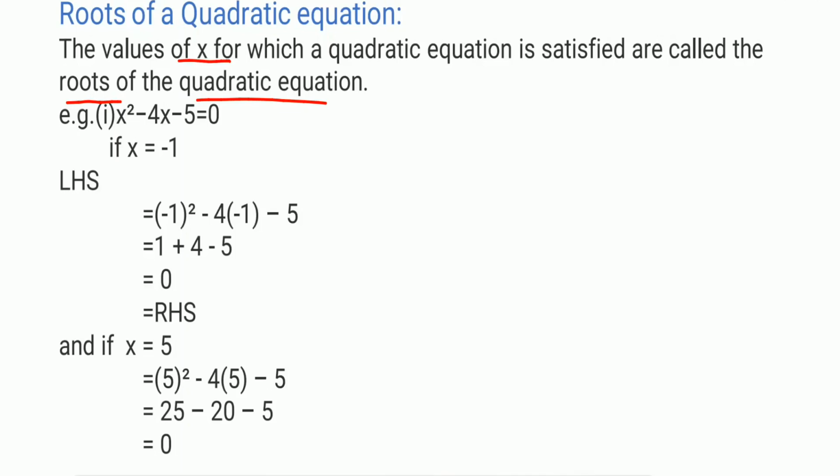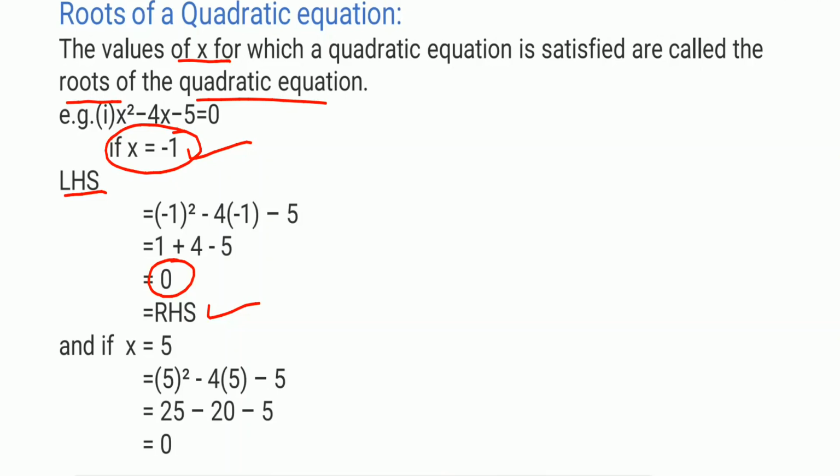Okay, let us take the example here. X square minus 4x minus 5 equal to 0. In this equation, if I substitute x equal to minus 1, just look here. I have taken LHS. I have substituted the value x equal to minus 1. I got 0 answer. And 0 which is equal to RHS also. Now both the sides are coming equal for this value. That means x is equal to minus 1 is the root of the given equation.